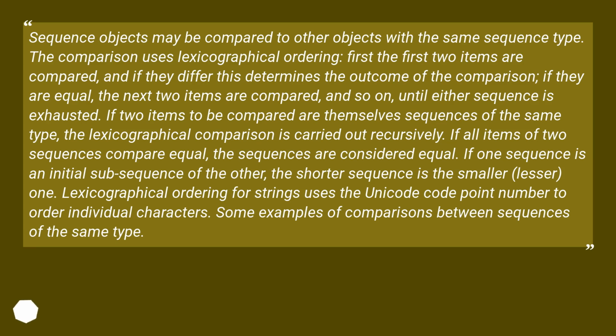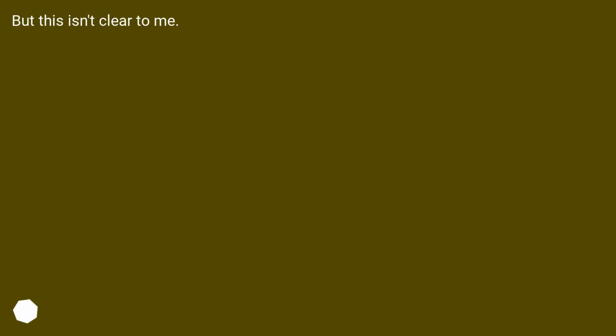If two items to be compared are themselves sequences of the same type, the lexicographical comparison is carried out recursively. If all items of two sequences compare equal, the sequences are considered equal. If one sequence is an initial subsequence of the other, the shorter sequence is the smaller, lesser one. Lexicographical ordering for strings uses the Unicode code point number to order individual characters. Some examples of comparisons between sequences of the same type. But this isn't clear to me.